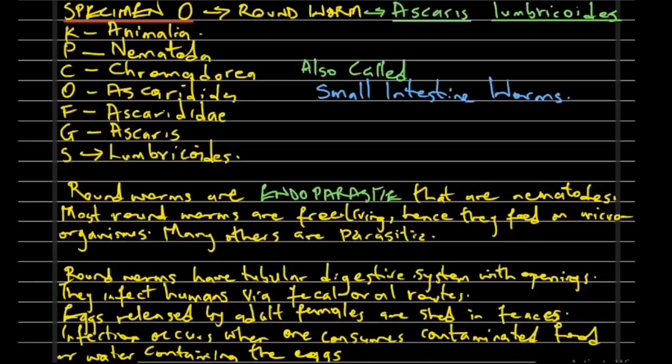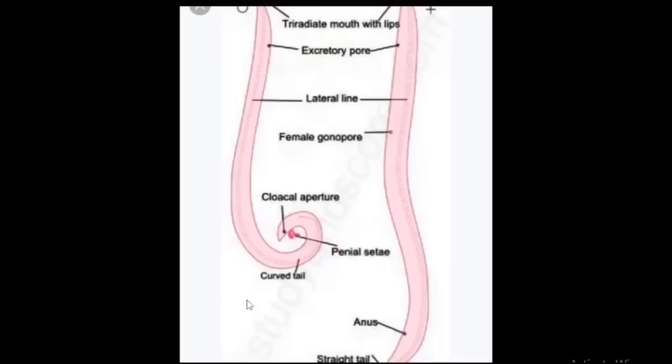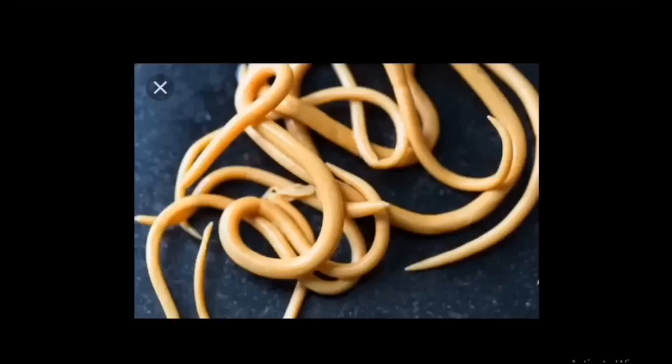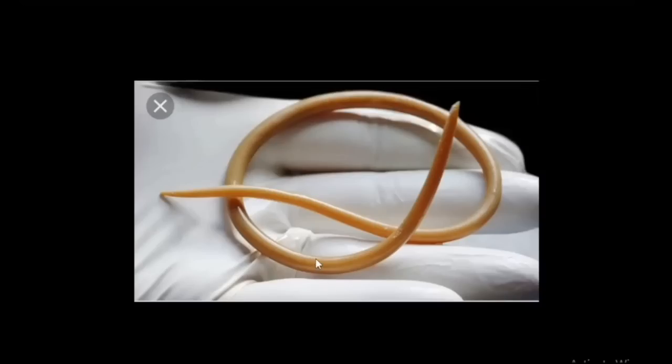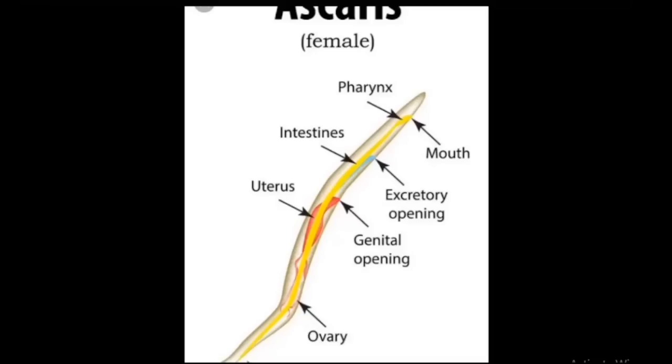So let us see a picture that will help us understand what we are talking about. This is an example of the roundworm. You can see how it looks. It is cylindrical in shape, unlike the tapeworm that is segmented. This is the male, while this one here is the female. This is how a typical roundworm looks. You can see the labelled diagram of the roundworm.